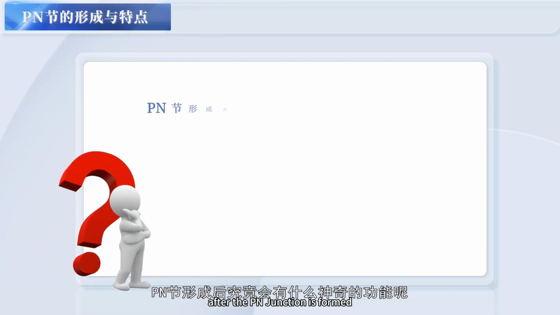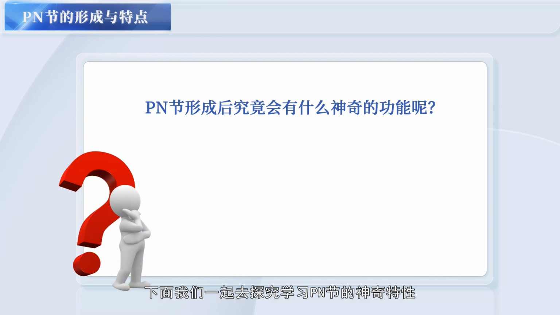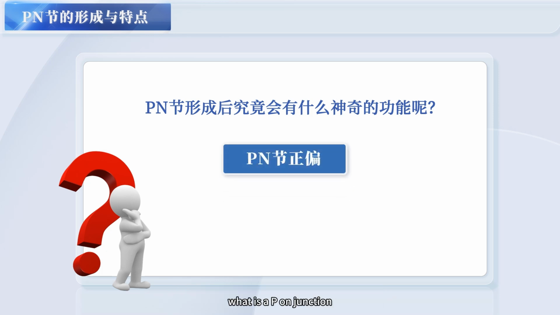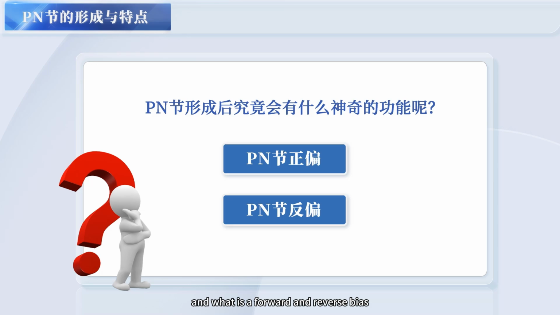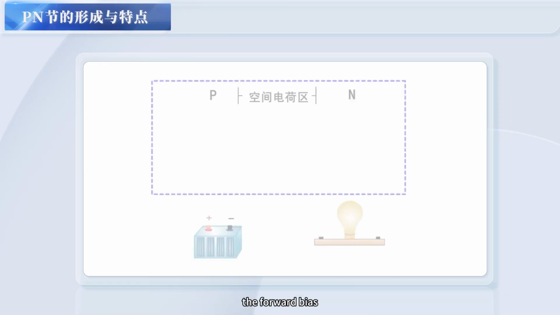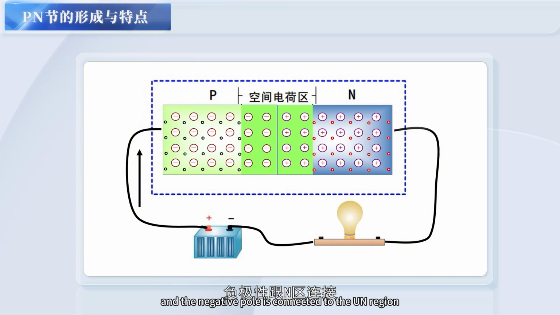After the PN junction is formed, what amazing functions will it have? Next, let's explore and learn the amazing properties of the PN junction. Before learning, we need to understand 2 concepts. What is a PN junction, and what are forward and reverse bias? Fourth, the forward bias of the PN junction. In forward bias, the positive pole of the external power supply is connected to the P region, and the negative pole is connected to the N region.